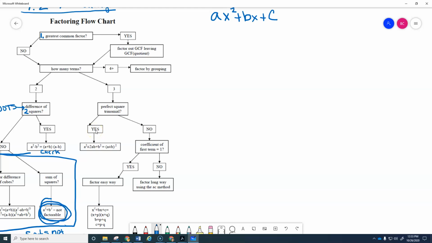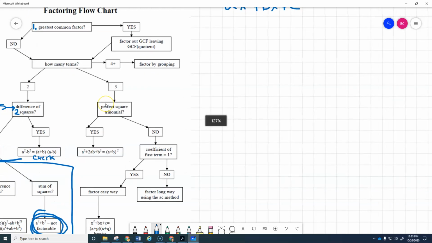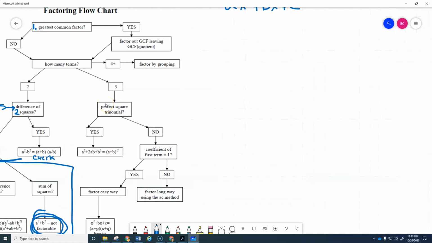square trinomial. I'm sorry, I gotta sneeze. Sorry about that.